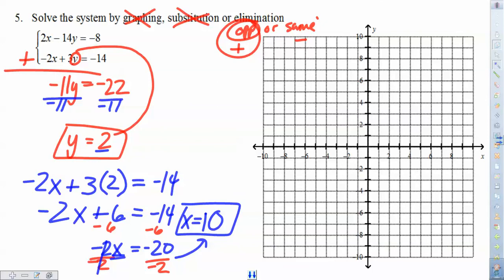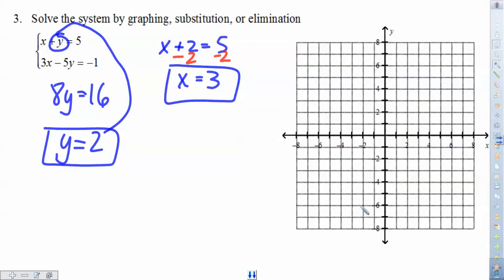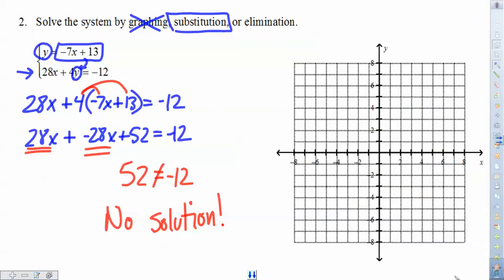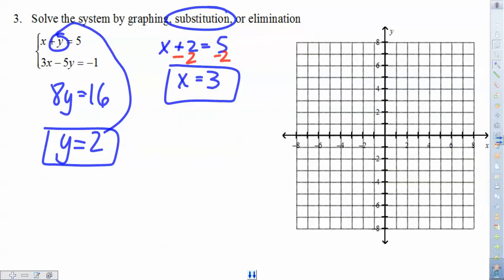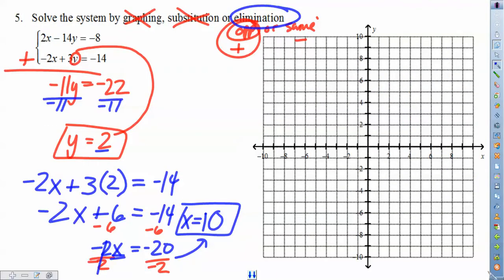Alright, so to recap here. Notice I just solved this one with elimination. Previously, solved with graphing. Previously, solved this one with substitution, and then before that we solved that with substitution. Notice substitution was used once, graphing was used once, elimination was used once. You will get a bonus point if you can do that for me on test day.